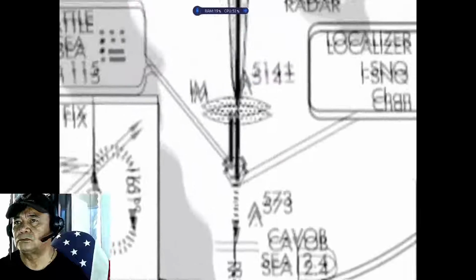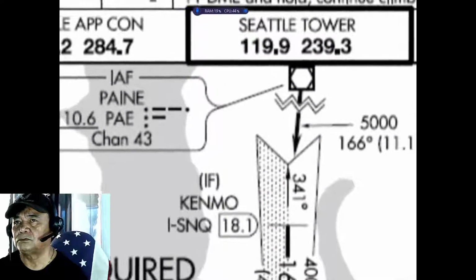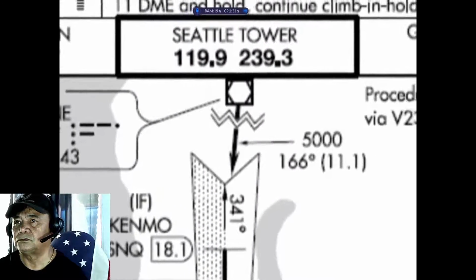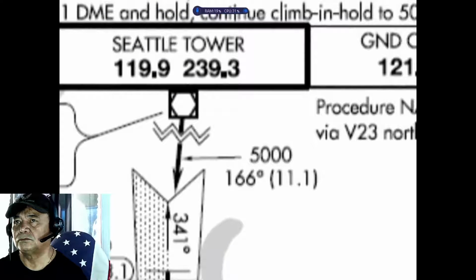Initial approach fix. Pain is an example of an initial approach fix, and it's the most likely point that you would use if you were approaching from the north. Notice the 5,000. This is the altitude that you should be at when flying this approach.